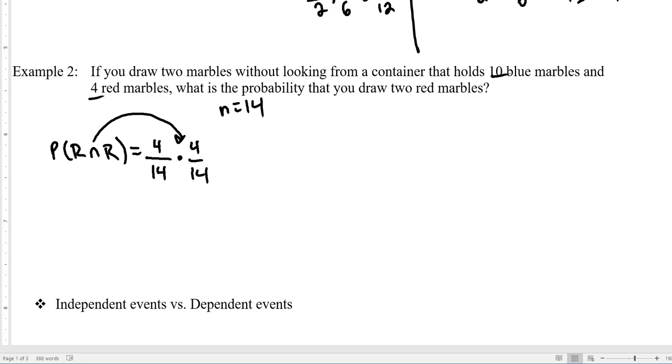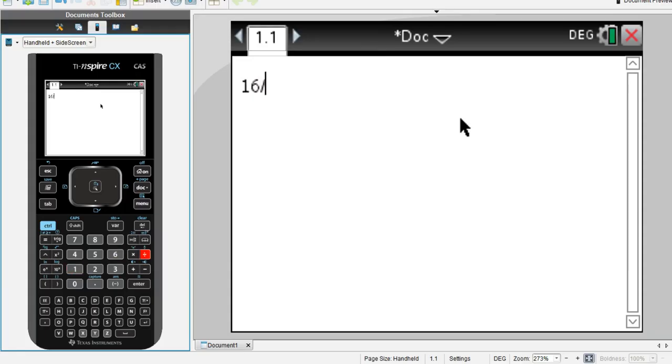Some of you are freaking out, going, wait a second, you just took a marble from me. Because in this situation, you are drawing two marbles. Are you putting them in your pocket or are you giving them back? We don't like to give things back, right? So this is going to be considered with replacement. This assumes we give that marble back so that each time there are 4 red marbles and a total of 14. So we get 16 out of 196. I'm not really even interested in reducing that. Let's just do 16 out of 196.